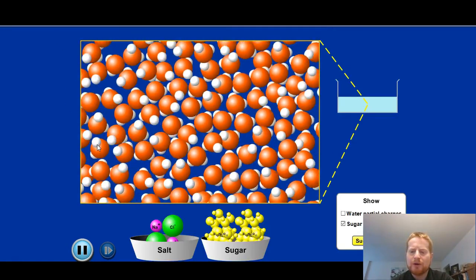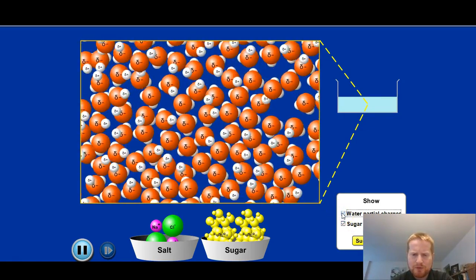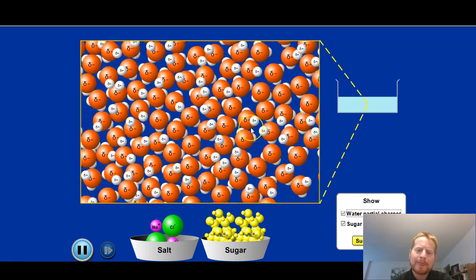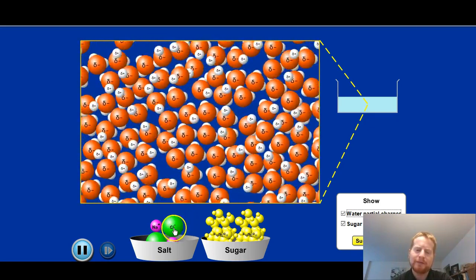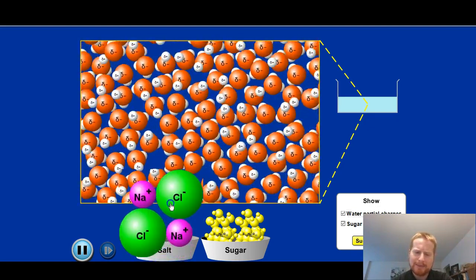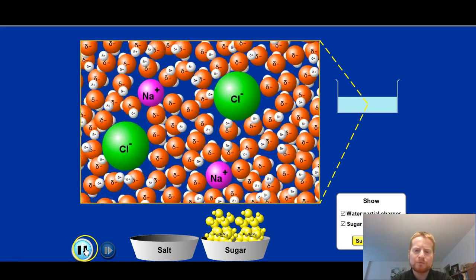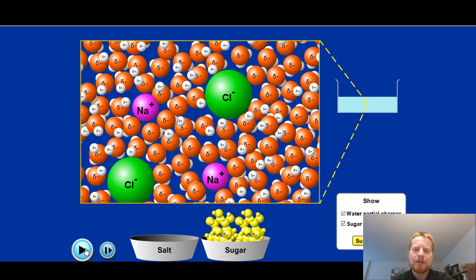So here's a bunch of our water molecules, and I'm going to highlight our partial charges. Remember that we said that oxygen is a partial negative, which is shown here, the red, and hydrogen is a partial positive, which is shown here in the white. And if we add the salt in, we're going to take a look at what happens. So here's our salt. Okay, so a couple of interesting things. So let's take a closer look.